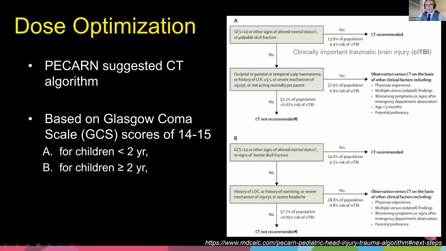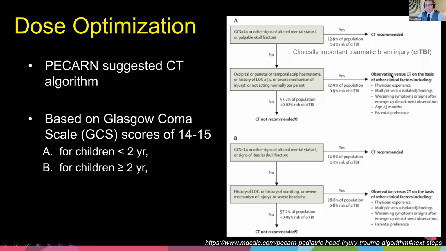Now, if the patient doesn't have this set of criteria, then you need to ask the next question. Well, is there an occipital, parietal, or scalp hematoma? So if there's a scalp injury, a hematoma, if there's a visual effect beyond just maybe palpable skull fracture, if there's a history of loss of consciousness or severe mechanism of injury, maybe they're just not acting normal, then beyond these original criteria, yes, we should order a CT. And in this case, now more of the population falls under this umbrella, about 33%. But still the potential for risk is fairly low.